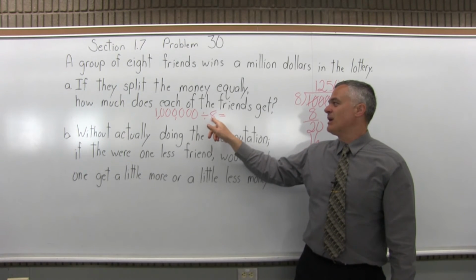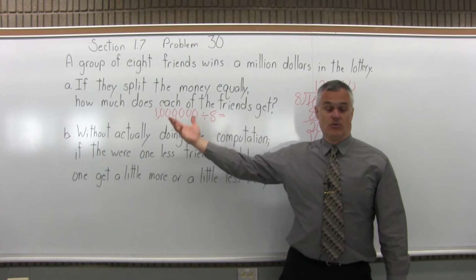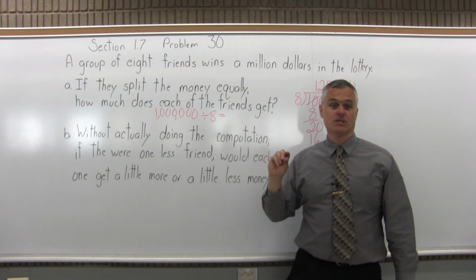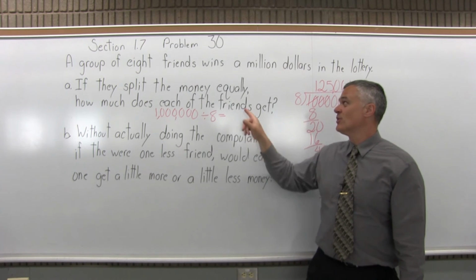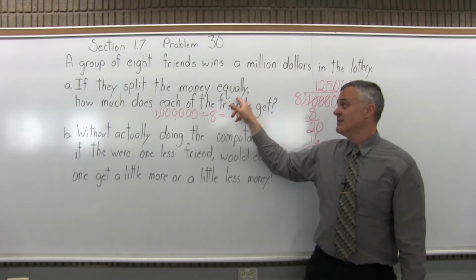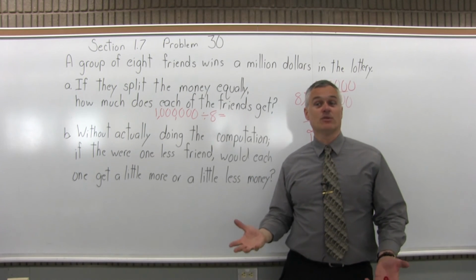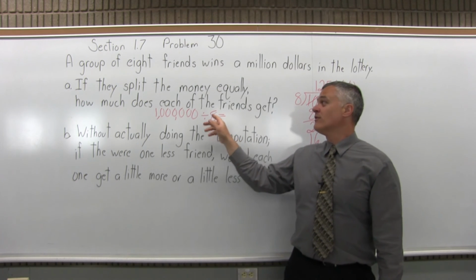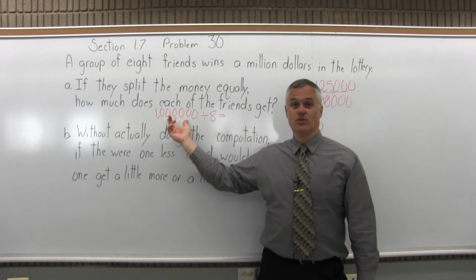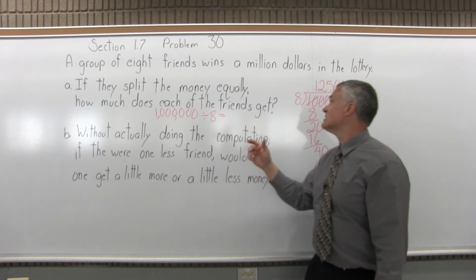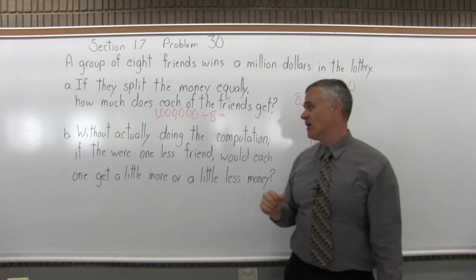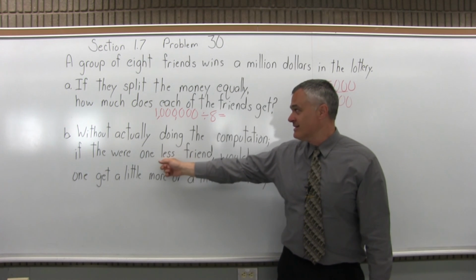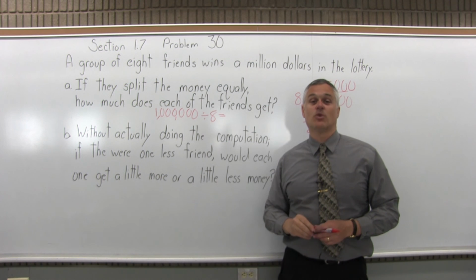As you divide by a smaller number, the result gets bigger. As you make the number you're dividing by bigger and bigger, then the number gets smaller. So take it to the extreme. If you only have 2 friends sharing $1 million, each one gets $500,000. That's a lot more than $125,000. Whereas if you have 10 friends sharing $1 million, each one gets $100,000, which is less than $125,000. So as you make the number you're dividing by smaller, a little less, the answer for your division problem is a little bigger.